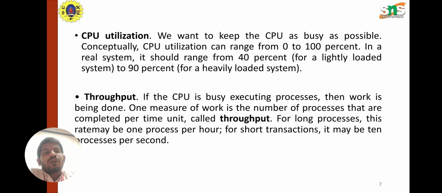CPU utilization. We want to keep the CPU as busy as possible. Conceptually, CPU utilization can range from 0 to 100%. In a real system it should range from 40% for a lightly loaded system to 90% for a heavily loaded system. Throughput: if the CPU is busy executing processes, then work is being done. One measure of work is the number of processes completed per time unit, called throughput. For long processes this rate may be one process per hour, and for short transactions it may be several processes per second.